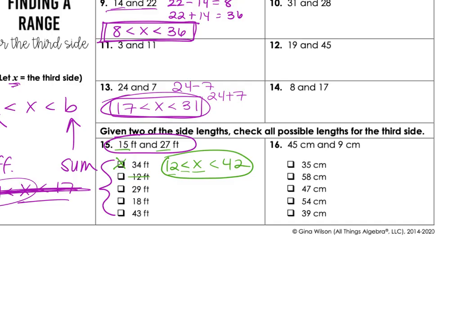29. Did 29 work? It does, right? Because that's between these two numbers. How about 18? How about 43? 43 does not. So it should be those three. Okay, so you're looking for what numbers fall between 12 and 42, but don't include 12 and 42. Okay? All right, moving right along.